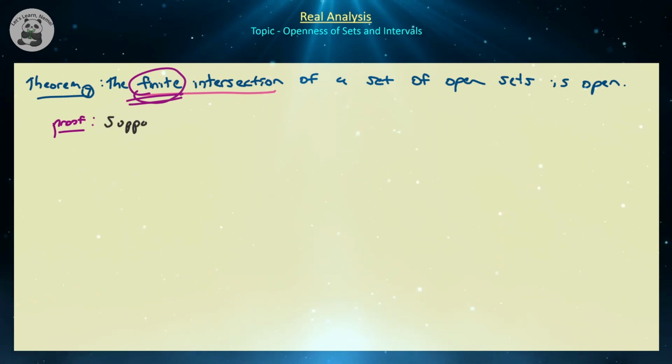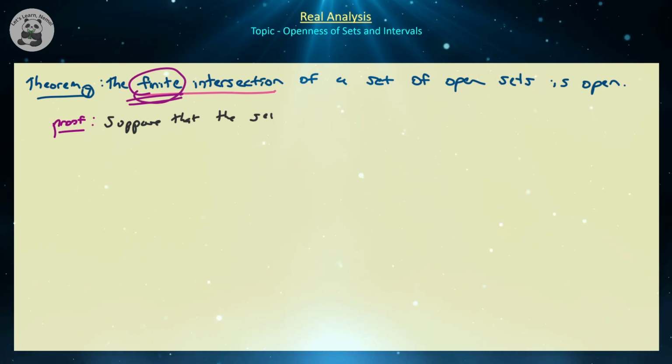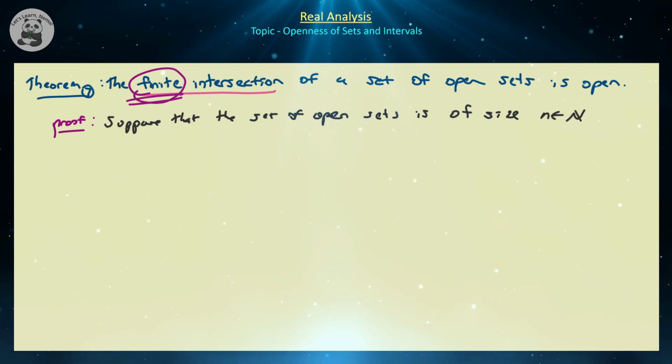So let's suppose that the set of open sets is of size n in the set of natural numbers. And we can assume this because we're assuming that we have a finite intersection of a set of open sets. And what we're going to do is explicitly define the set. Let's actually give this set a name. Let's call it omega.